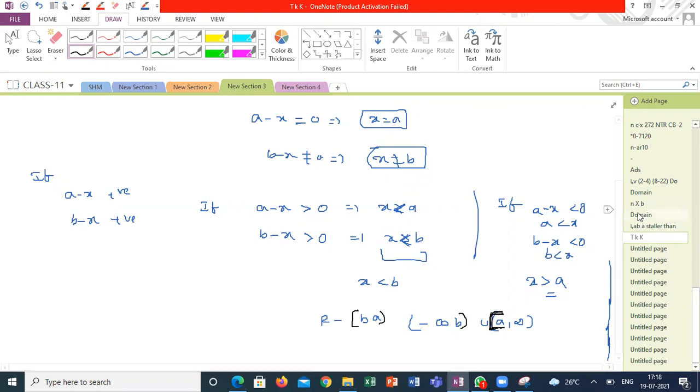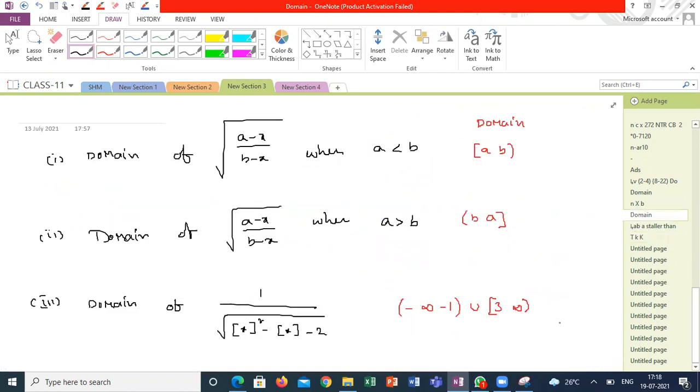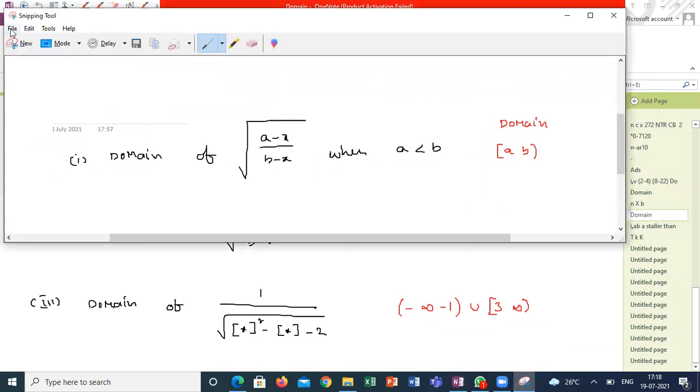Students, please. This third question, anyone? Anyone done the third question? 1 by floor of X squared minus floor of X minus 2. Anyone done this question? So how do we approach this question? Whenever we receive some weird functions, how do we approach this concept?